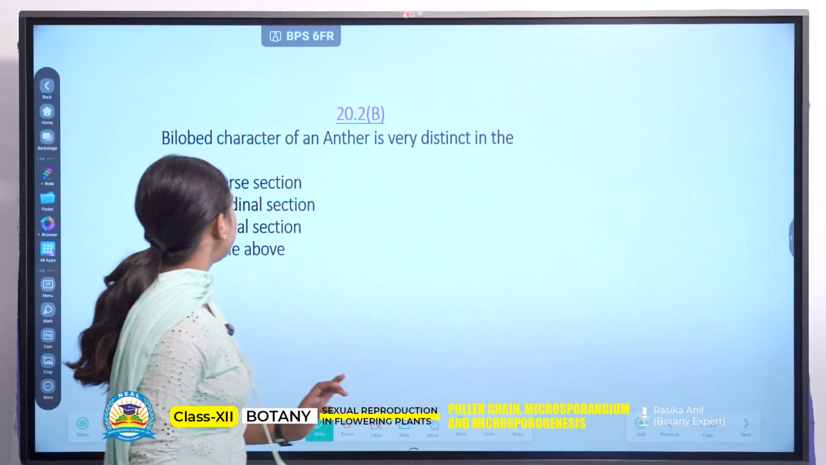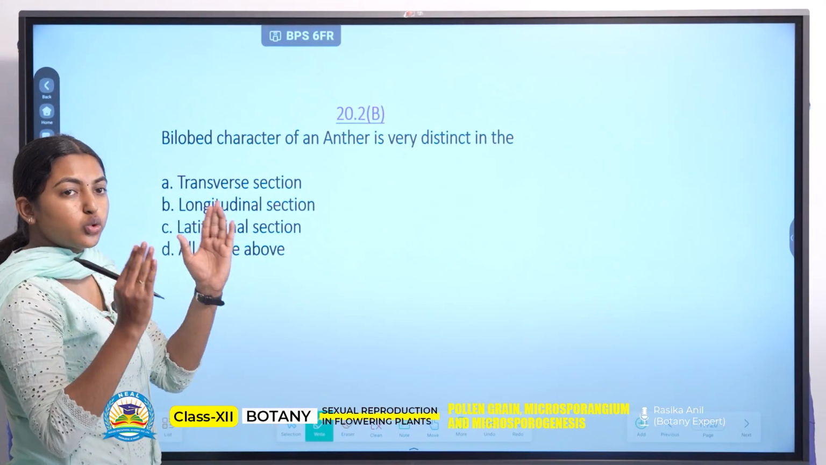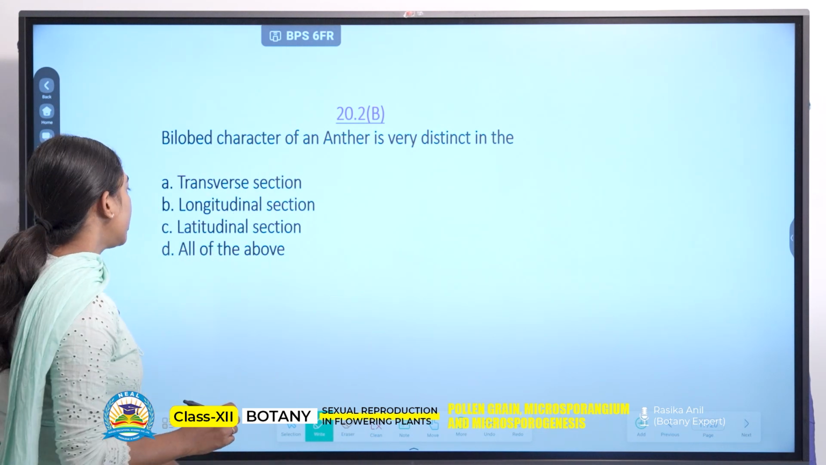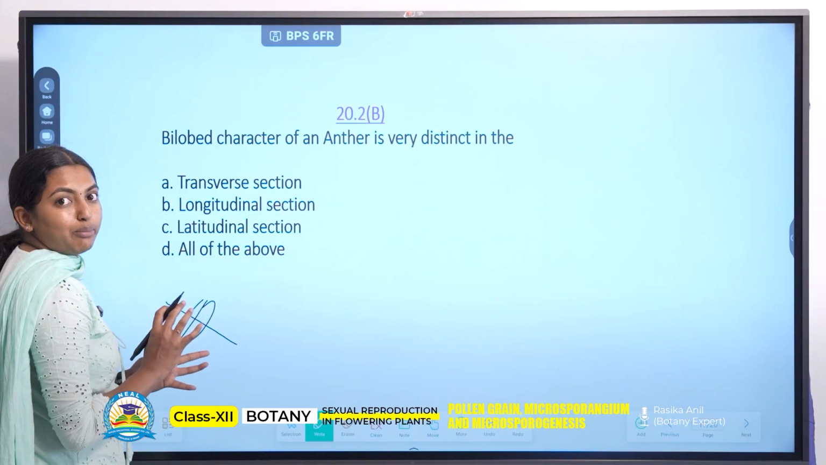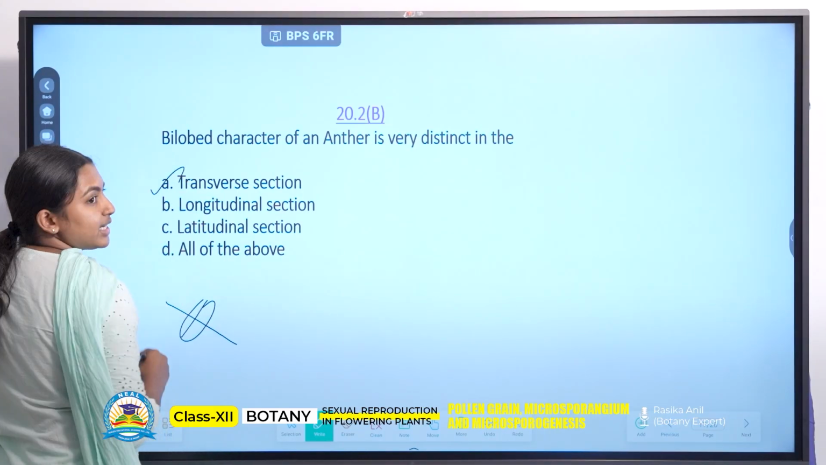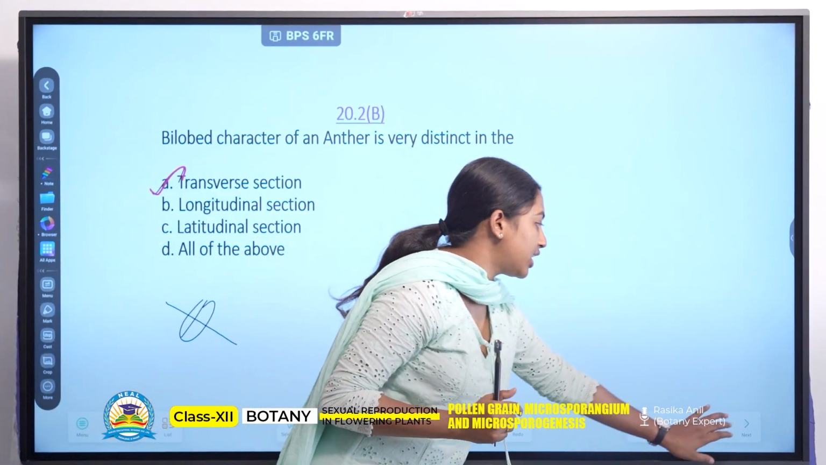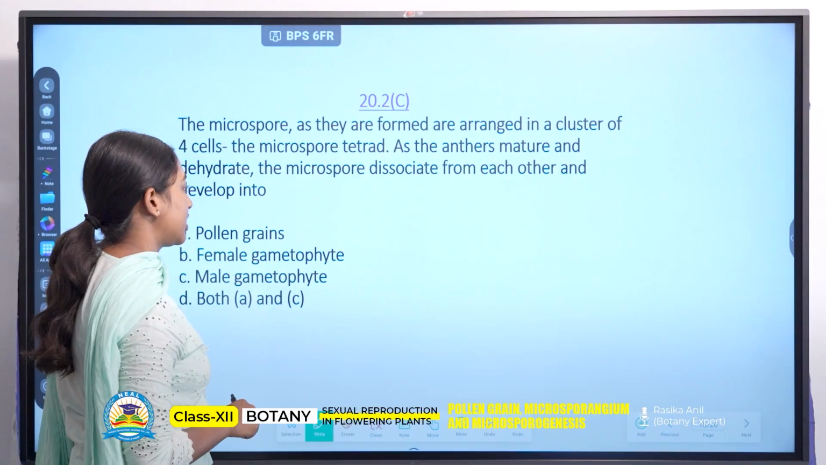Then one more question. Bilobed character, bilobed means it has two lobes. Bilobed character of the anther is very distinct in the, so when you have an anther like this, only when you cut it like this can you find that bilobed structure very well. So it is the transverse section. When you see the diagrams of NCERT, you can find TS of, LS of, right? So TS means transverse section.